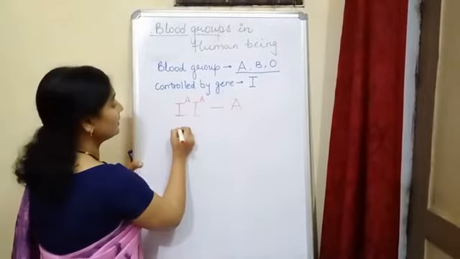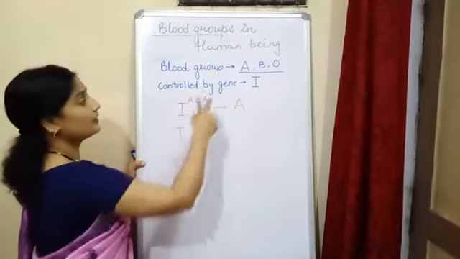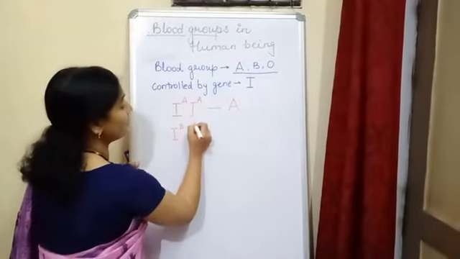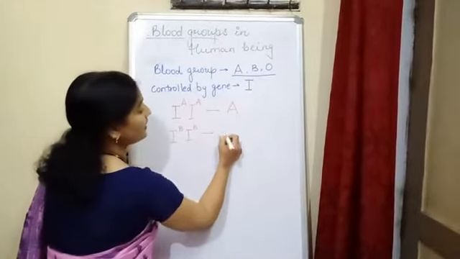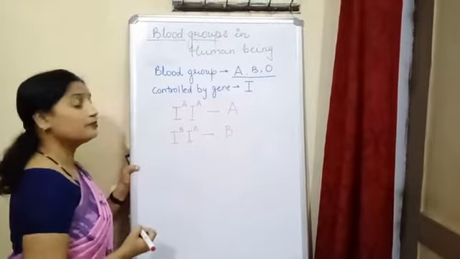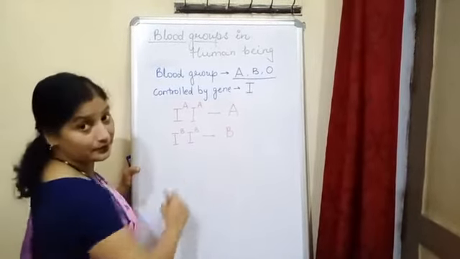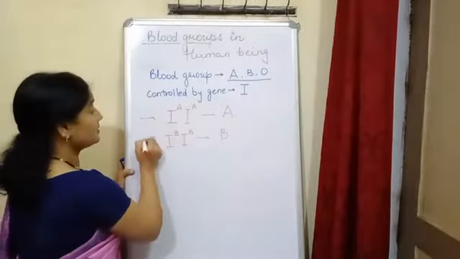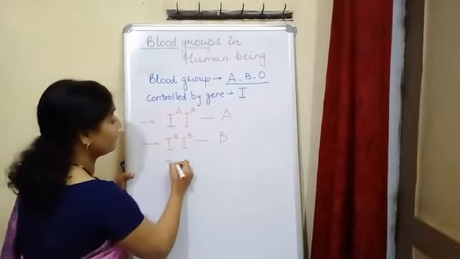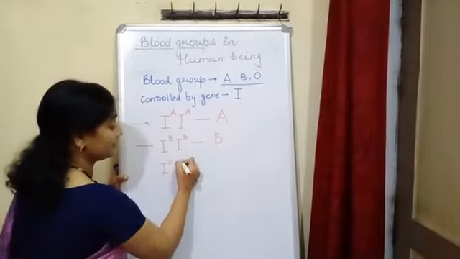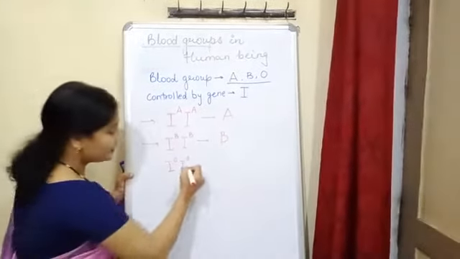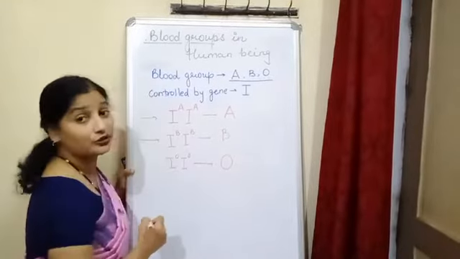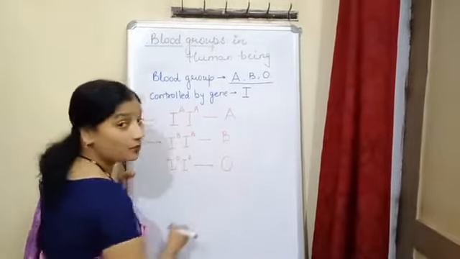Clear? Now, again, B blood group is represented by IB and IB. And then we can say that a person has blood group B. Understood? If the person does not have any antigen, then we can say that it is of O blood group.